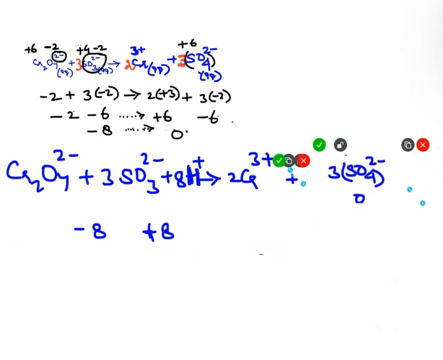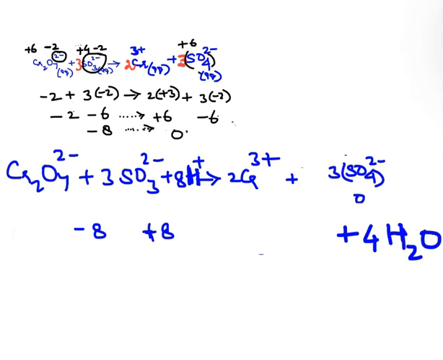Let me know if it is confusing. The reason we are doing 4H2O is to balance the hydrogen atoms. So let's not forget to put the states: aqueous, aqueous, and aqueous. Sir, SO3 is not a gas, sir. It is an aqueous solution of sodium sulfite. SO3 is a gas, but this is not sulfur trioxide gas, it is the sulfite ion.